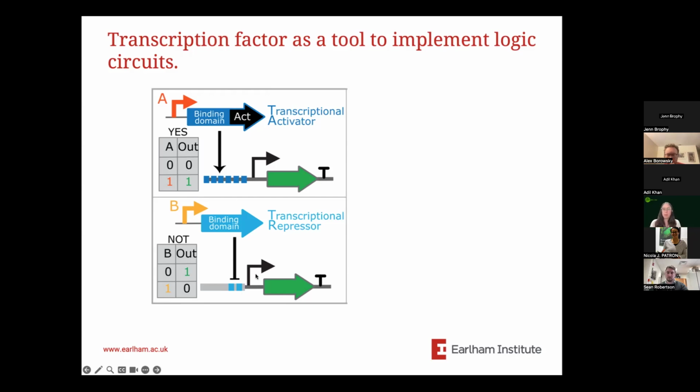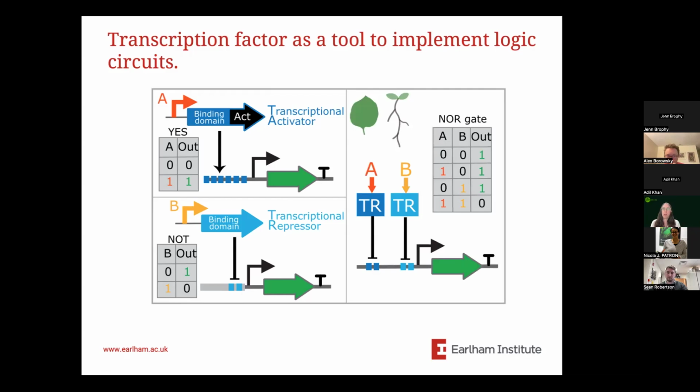And what is kind of nice with this system is that you can also put them together. Here is an example of using two transcriptional repressors to implement this NOR logic gate. You just put in your synthetic promoter binding sites for the respective two transcriptional repressors. And only when you have the two inputs present, you will not have the output anymore.